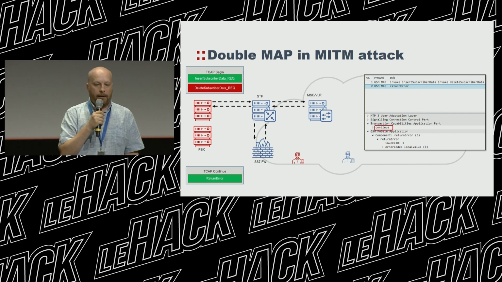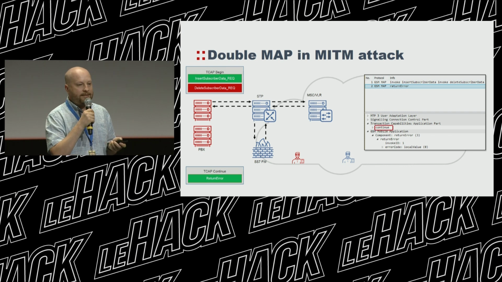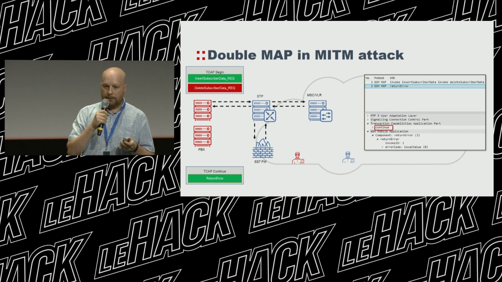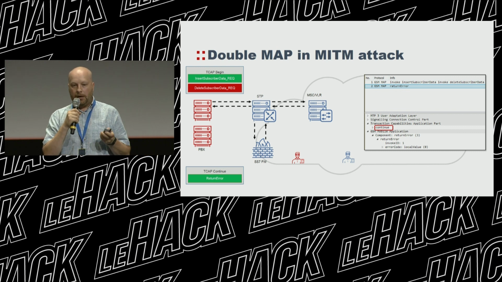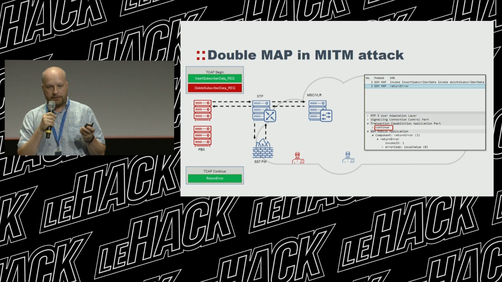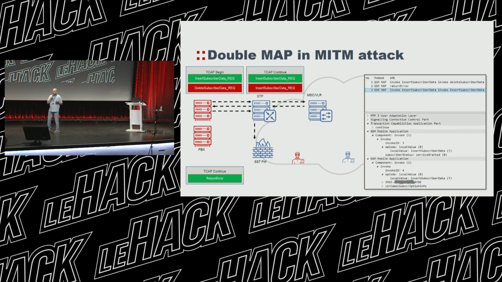But what we see, this error goes into a TCAP continue message. That means, I don't understand you, please repeat your request. And the intruder repeats. The intruder sends a double-component message again. The first component is insert subscriber data without subscriber identities. And the second component is again insert subscriber data with subscriber identity with spoofed billing platform.